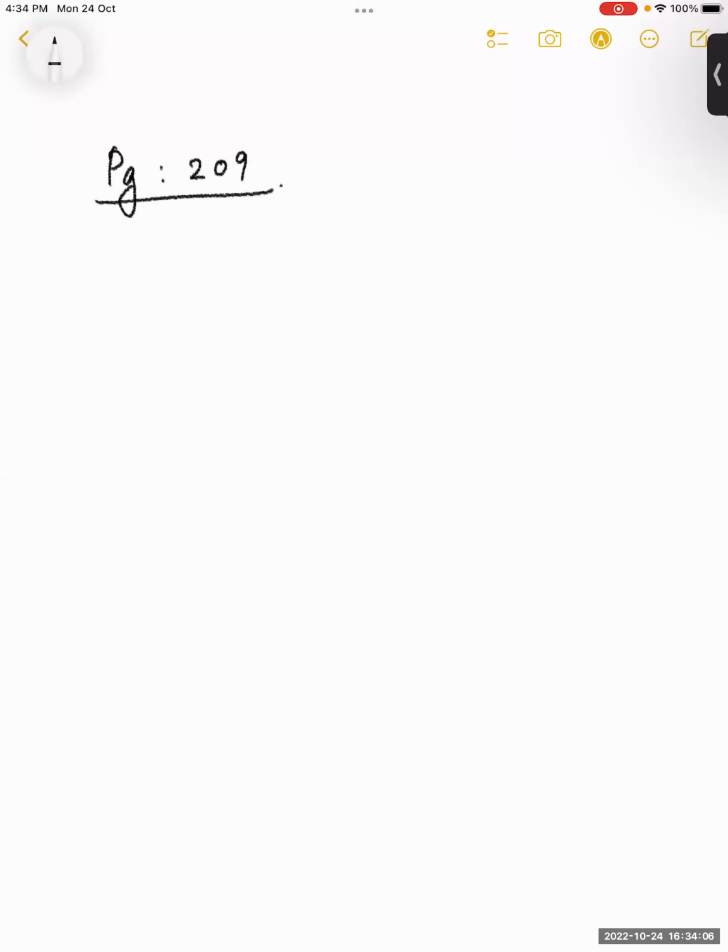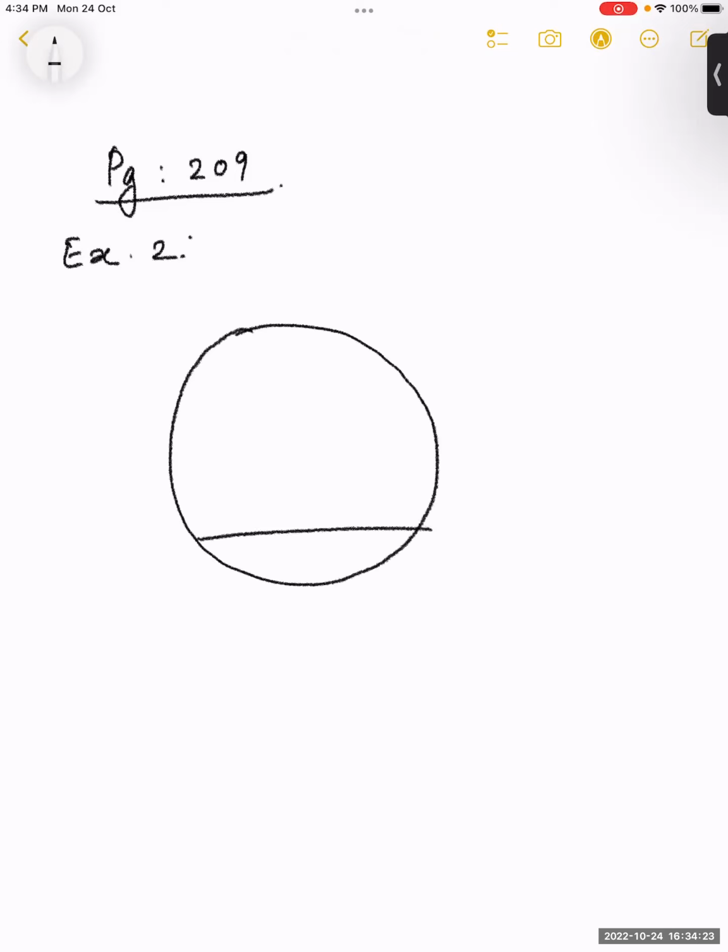Page 209, example 2. A chord of length 48 centimeter is at a distance of 10 centimeter from the center of the circle. So you have a circle and the chord is 48 centimeter long, and that is at a distance of 10 centimeter from the center of the circle.